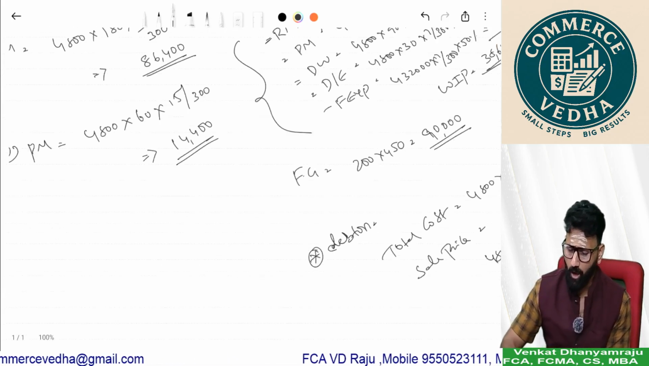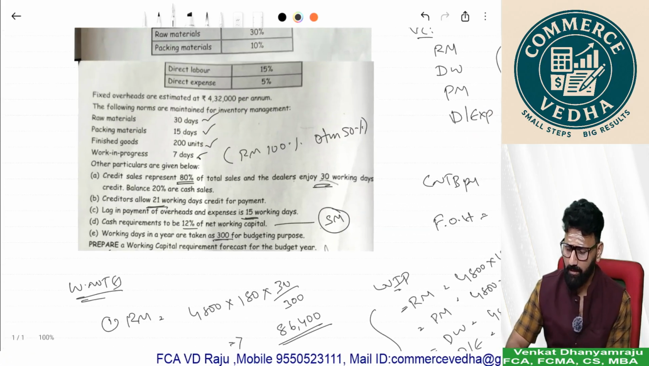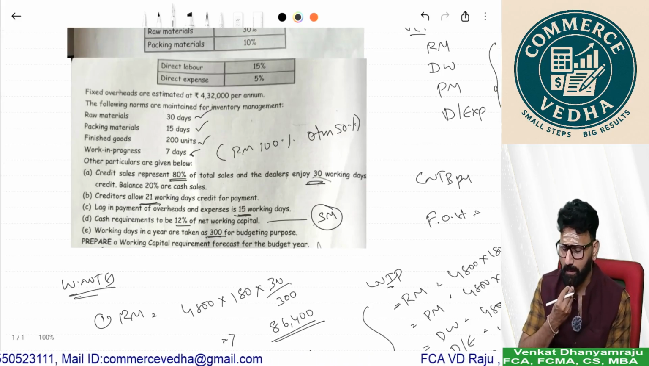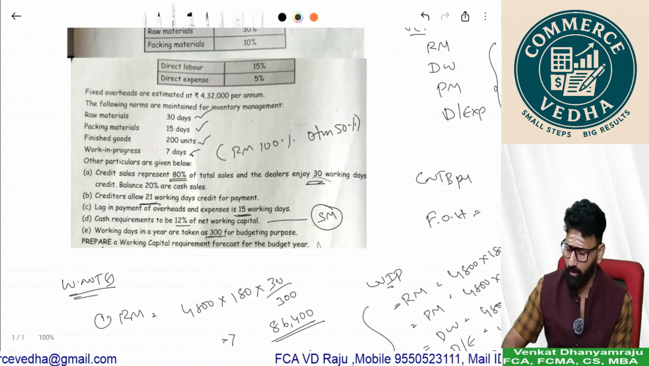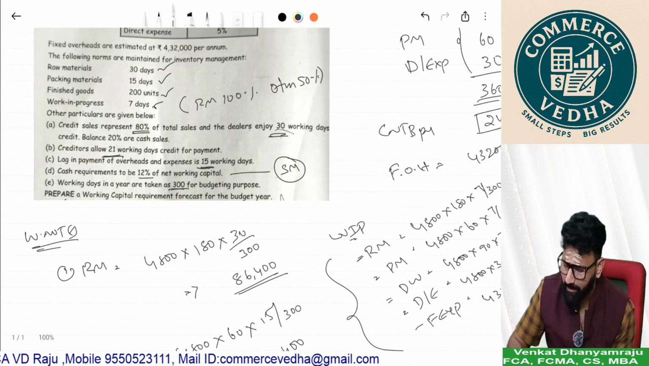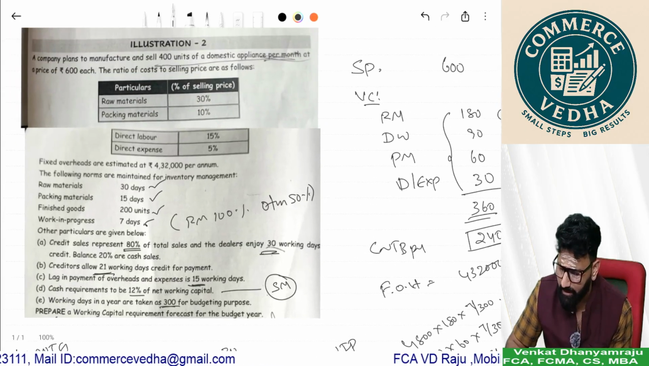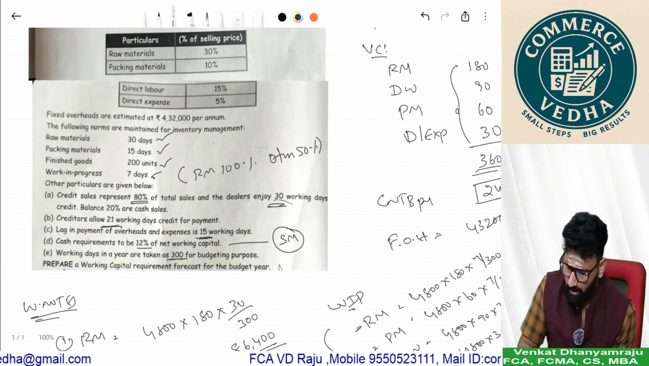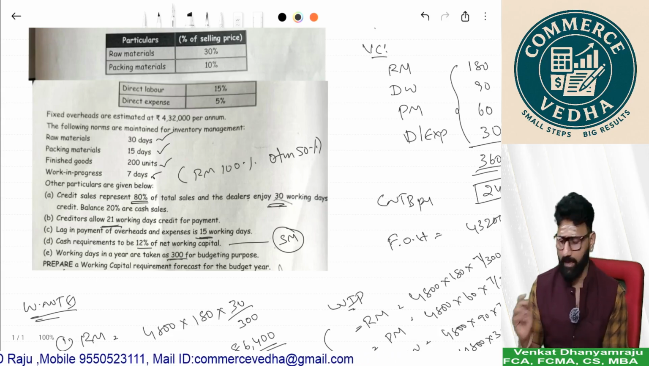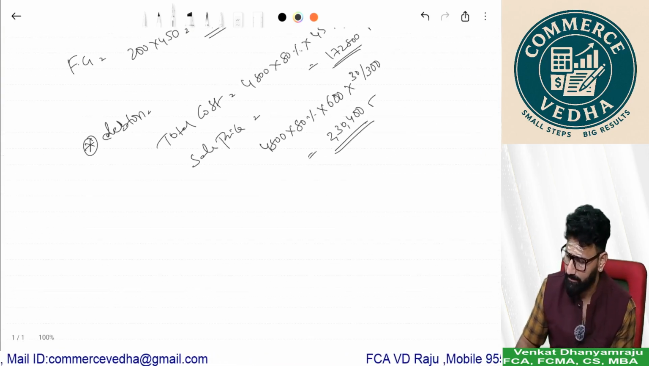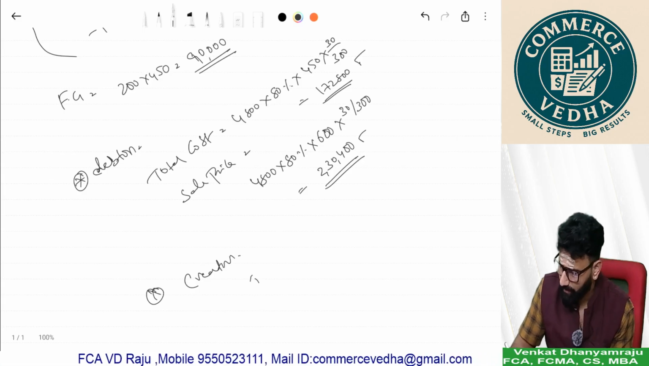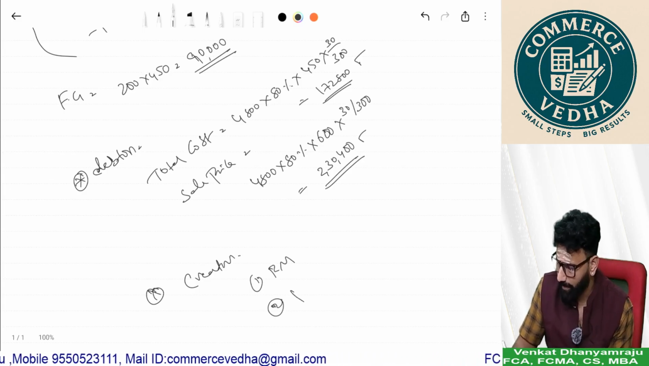Now we finished all the assets, right? Raw material, packing material, finished goods, work in progress is done, and sales is done. Now the liabilities. Lag in payment of materials, where it is given, raw material 30, other particulars, cash sales, creditors allow 21 working days. So creditors here, one is for raw material, one is for packing material.